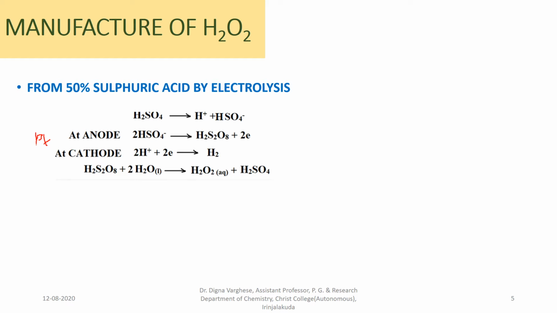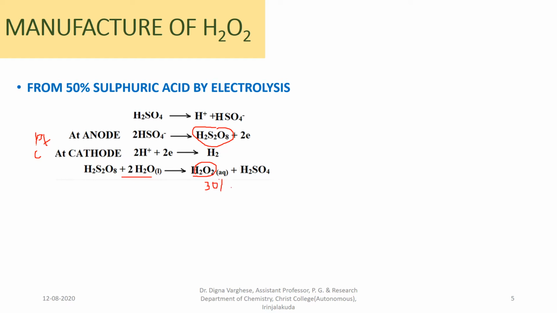At the cathode reduction occurs, that is graphite is the cathode. There H+ is reduced to hydrogen gas. The H2S2O8, that is peroxydisulfuric acid, is immediately drawn off from the cell and it is distilled under vacuum, when peroxydisulfuric acid reacts with water to yield hydrogen peroxide, which distills over along with water. A 30% hydrogen peroxide is obtained by this method.